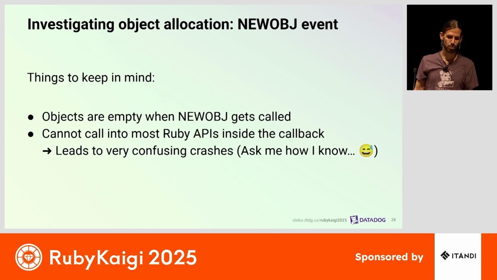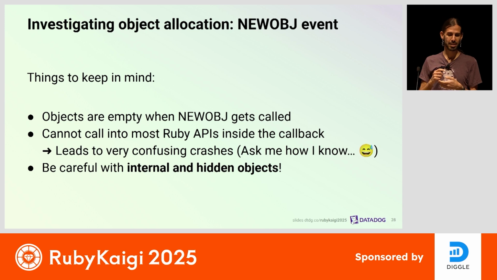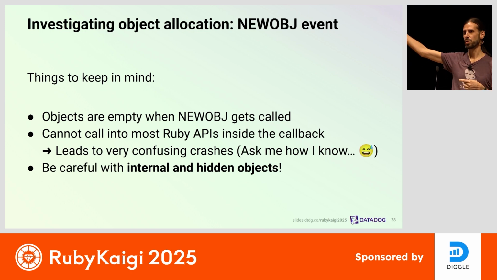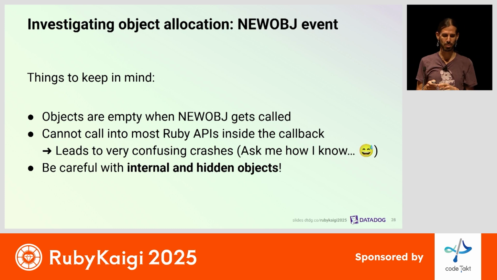Furthermore, you cannot call into most Ruby APIs inside this callback. You might want to try a few things, but you need to be careful, because most Ruby APIs, you cannot call them in this situation. And if you do, it leads to very confusing crashes. And well, ask me how I know that it leads to very confusing crashes. And yes, be careful about internal and hidden objects, which is why you saw two different filters. You saw me filter if an object was internal, and you saw me filter if an object was hidden, and those objects I am not returning back to Ruby code.